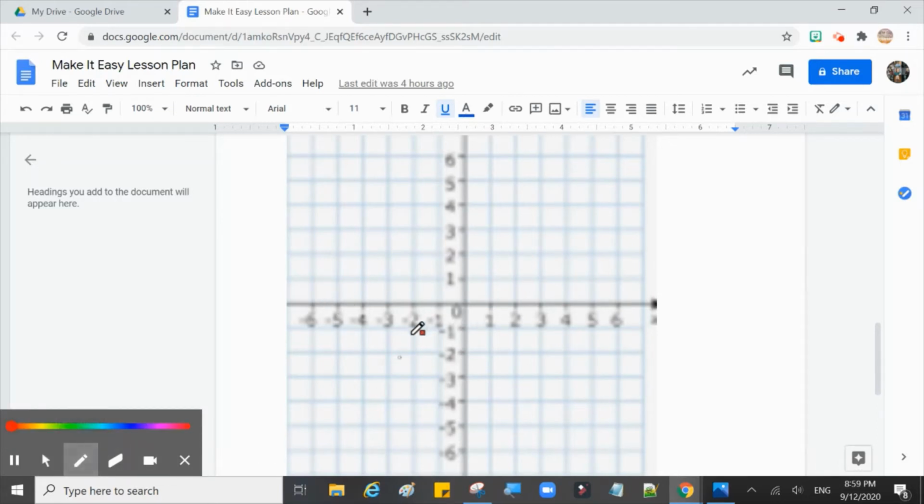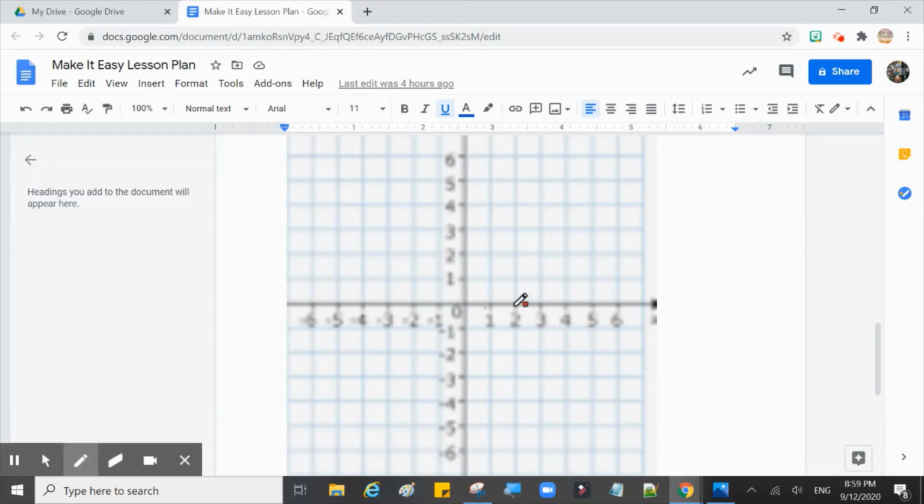And then this 0 right here, that is called the origin. So remember that. If that ever comes on a test, remember that 0 equals origin. 0, origin, 0, origin. Remember that.